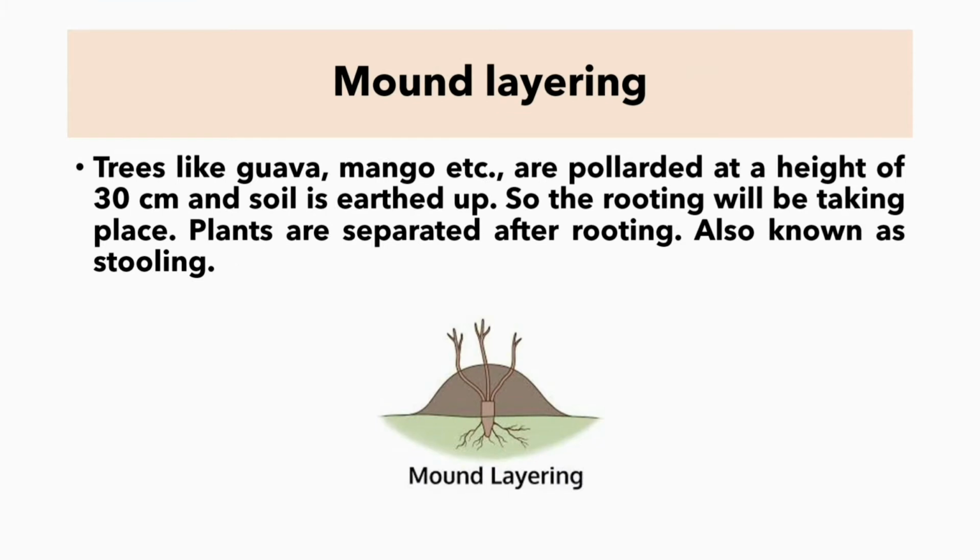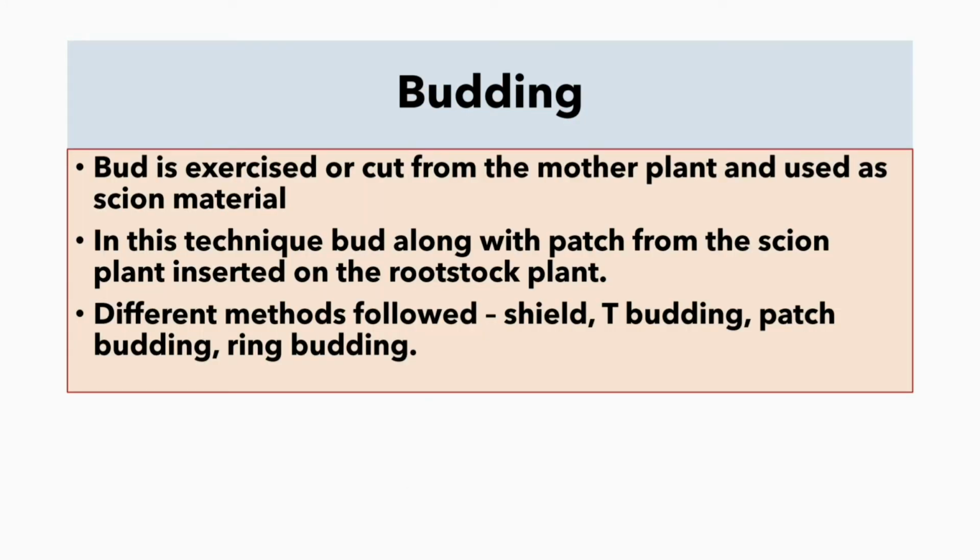Mound layering. Trees like guava, mango, etc. are pollarded at a height of 30 cm and soil is earthed up. So rooting takes place and after rooting the plants are separated. Mound layering is also known as stooling. Budding. A bud is excised or cut from the mother plant and used as scion material. In this technique, a bud along with a patch from the scion plant is inserted on the rootstock plant. Different methods are followed: shield budding, T budding, patch budding, and ring budding.